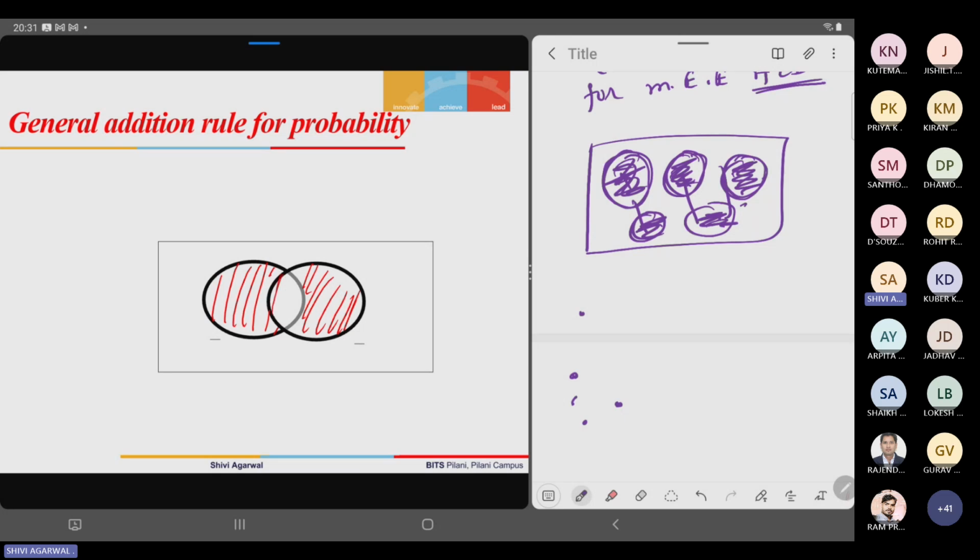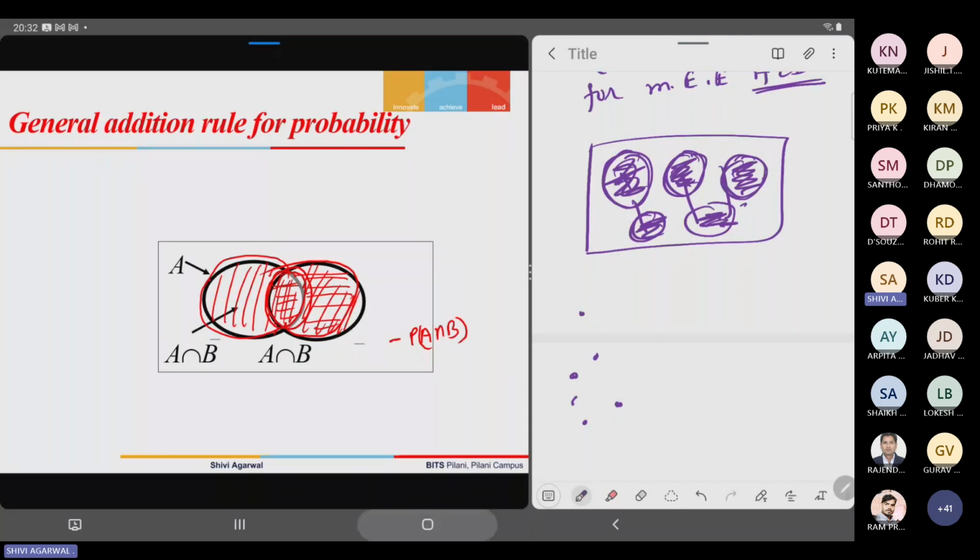When we are calculating the probability of A, this part is also coming. And when we are finding B, it is also coming. So this intersection part is coming twice. Okay. So what we will do is take minus 1 times the probability of A intersection B.